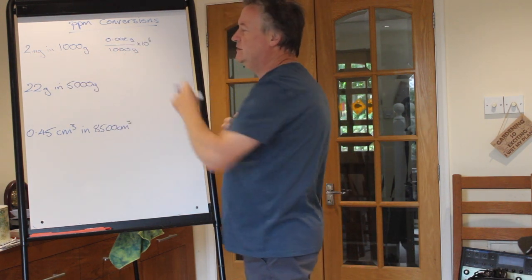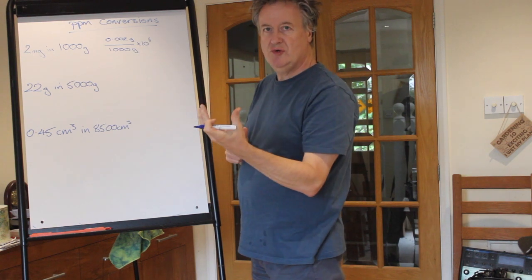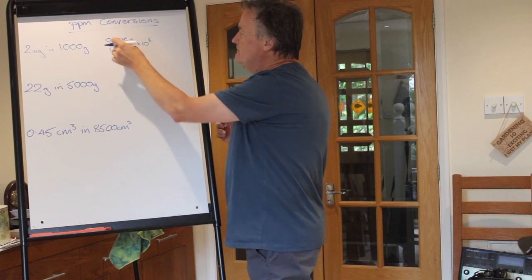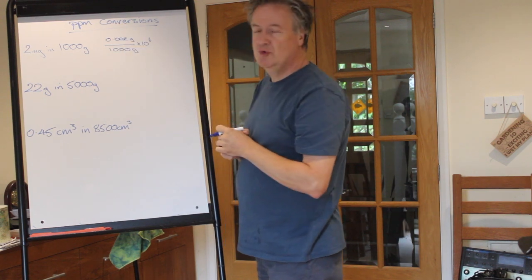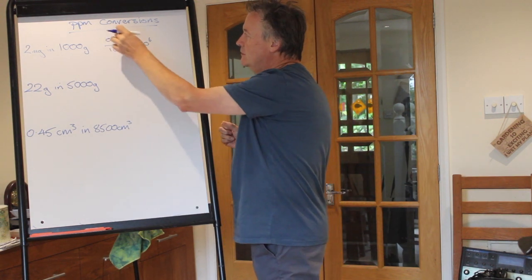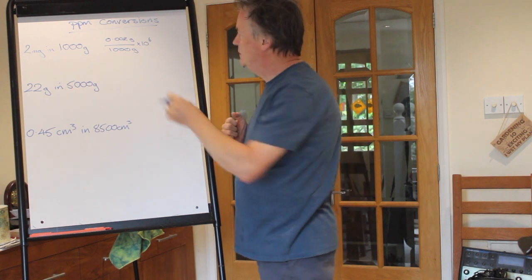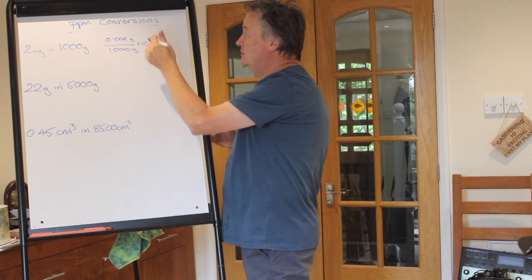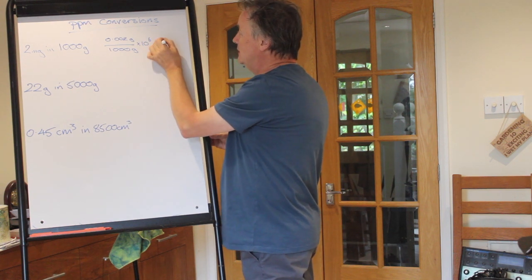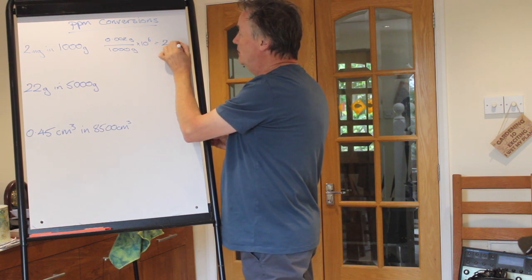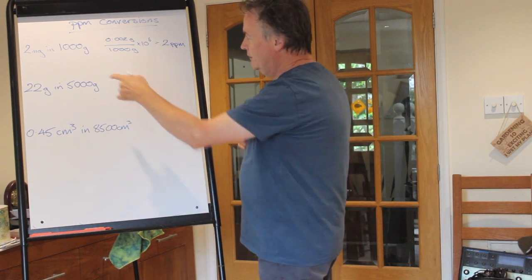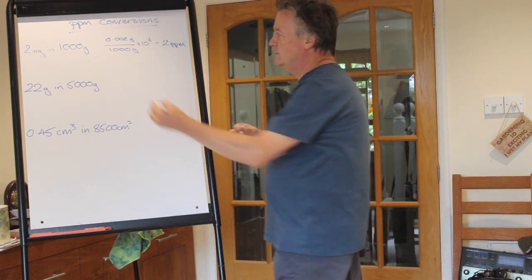2 milligrams is 2 divided by 1,000, because milli is 1,000. So 0.002 grams, because 1,000 times bigger is 2 milligrams. So 0.002 divided by 1,000 and then times 10 to the 6. Now when you do that, it comes out as 2 parts per million. There we are.